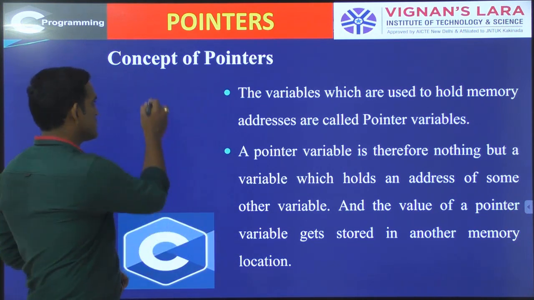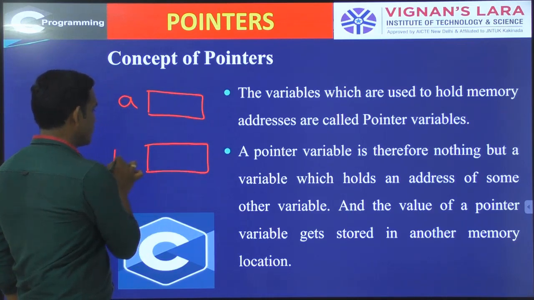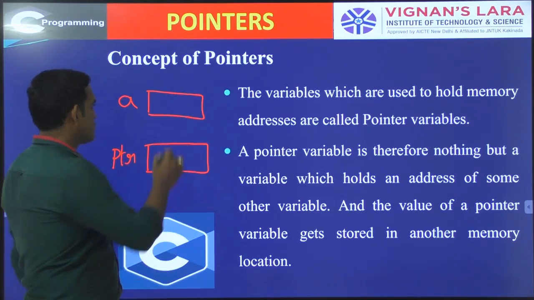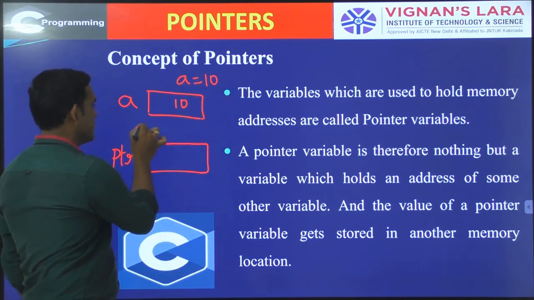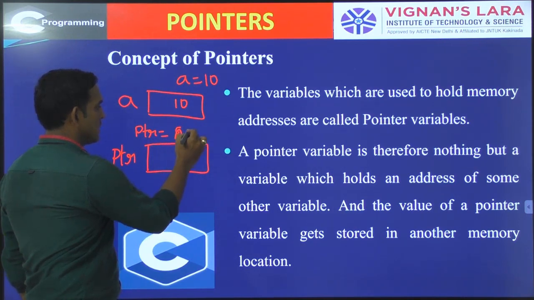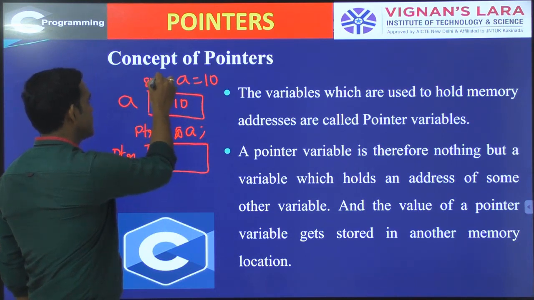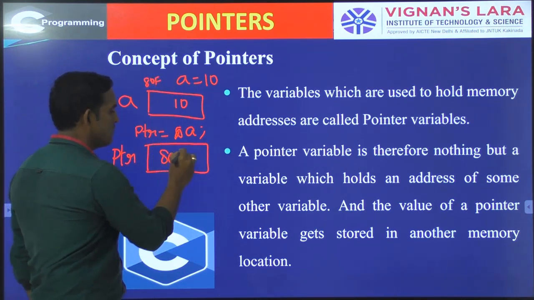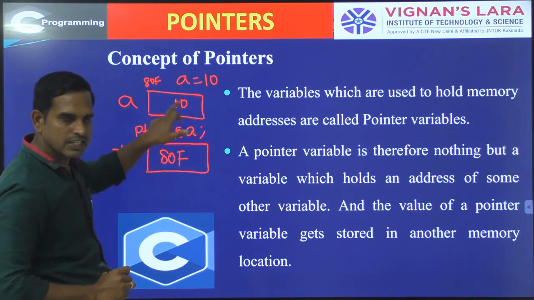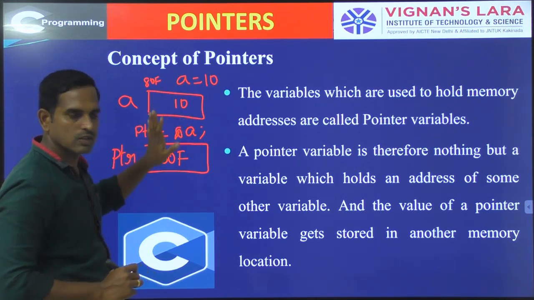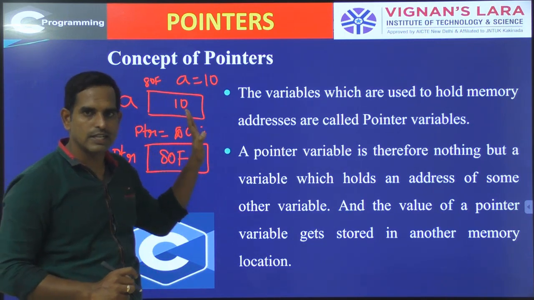What this means is, you will have a general variable and a pointer variable. The general variable will be given some value, 10, and your pointer variable will be given the address of another variable. If this is the address of a, that address, 80F, will be stored here. So the general variable's value is present here, but the pointer's value is present here. A pointer is a variable which stores the address of another variable.